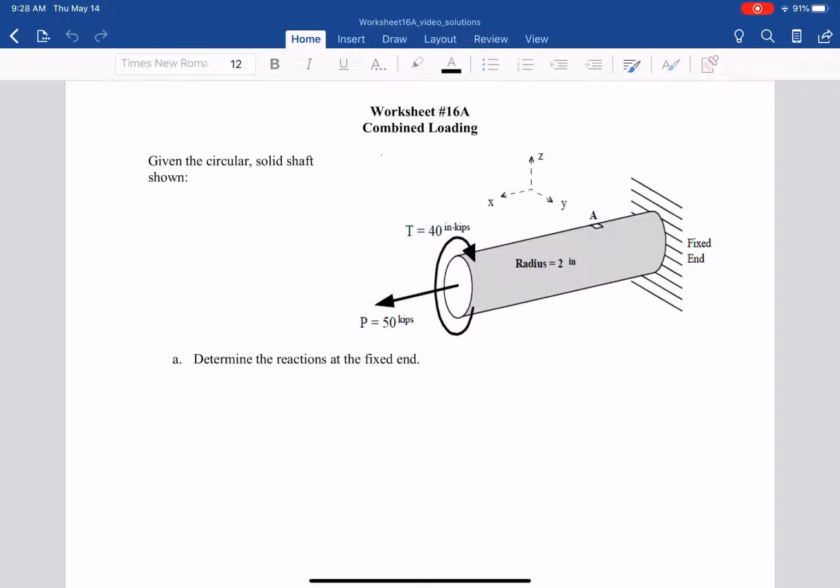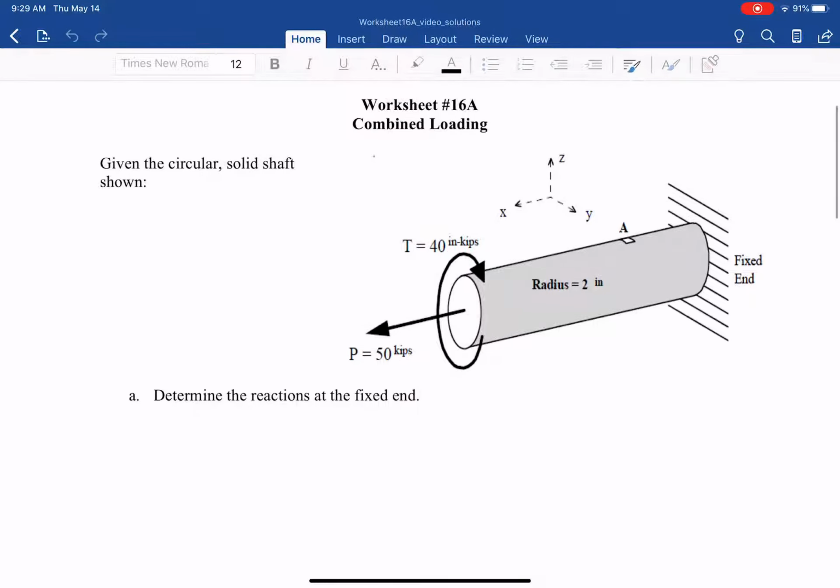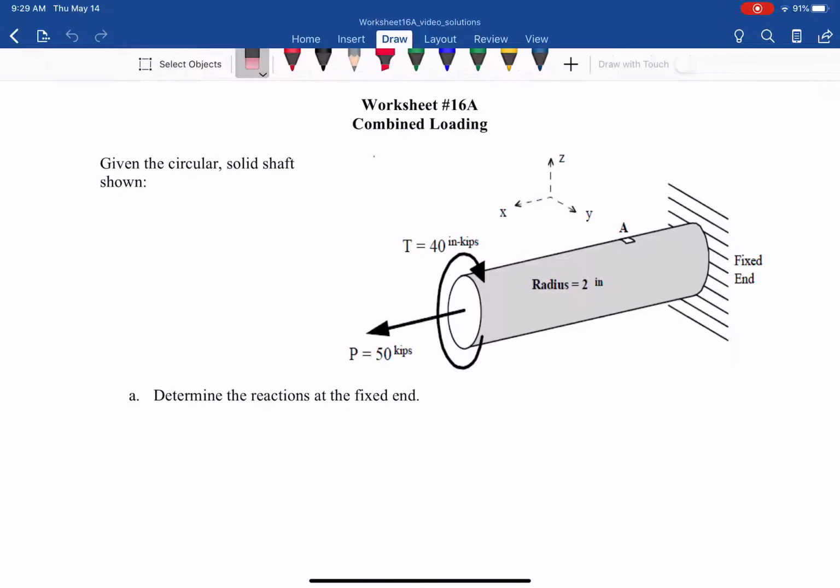Worksheet 16A, combined loading. Given a circular solid shaft as shown, it has a fixed support at one end, and there are two loads: the torsion T of 40 inch-kips, and the axial load of 50 kips as shown. The radius of the shaft is 2 inches, and the XYZ axes are defined that way. The question is: determine the reactions at the fixed end.